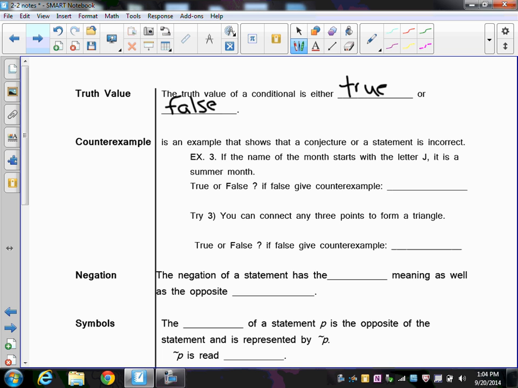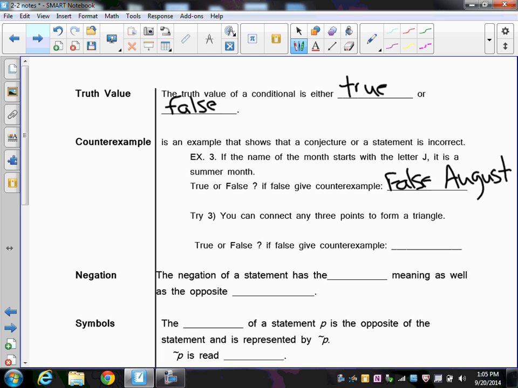When we think of the months during the summer, we have June, July, and August. So this is false because August is our counterexample. August begins with the letter A, not the letter J.